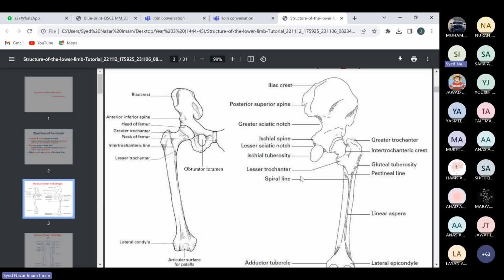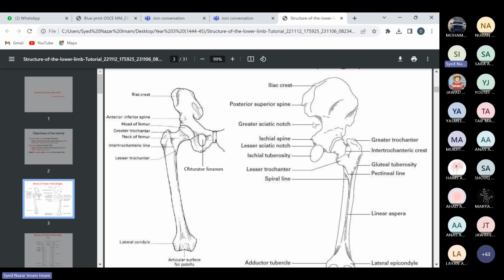What is another landmark? The ischial tuberosity. Again, you have to identify the ischial tuberosity. Where is the ischial tuberosity? What muscles are attached to the ischial tuberosity? Muscles of the posterior compartment of the thigh. In the thigh, again, we have three regions: the medial compartment, the posterior compartment, and the anterior compartment. So this is another important bony landmark.